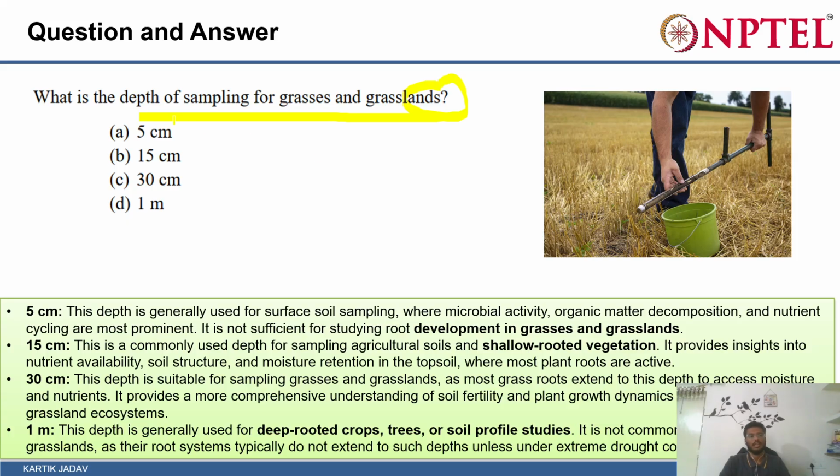What is the depth of sampling for grasses and grasslands? So we know that the depth of sampling is generally based on the root zone depth of the particular crop. In case of grasses and grasslands, the depth of sampling is around 5 centimeter or 15 centimeter. But in general most grasses have their root zone in the range of 5 centimeter depth, so we are considering 5 centimeter as the ideal depth for sampling of grasses and grasslands. Correct answer is option D.